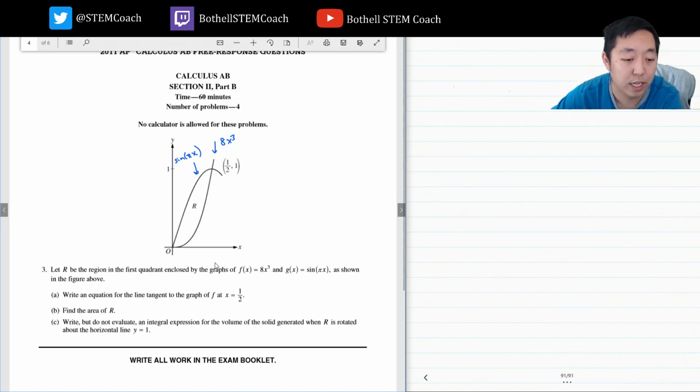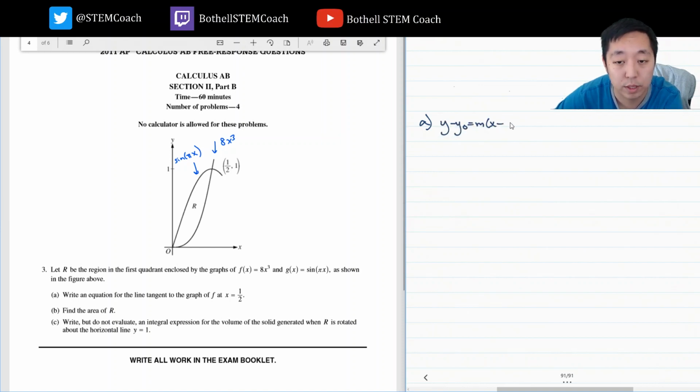Write an equation for the tangent line to the graph of f, this one, at x equals 1/2. Okay, so to do the tangent line, I'm going to use slope point form. So I'm going to use y minus y naught equals m times x minus x naught. Some people write it with the plus y naught on the other side. It really doesn't matter. This is just how I remember it. I think of it as 0 equals 0 if I plug in the point that I know it goes through.